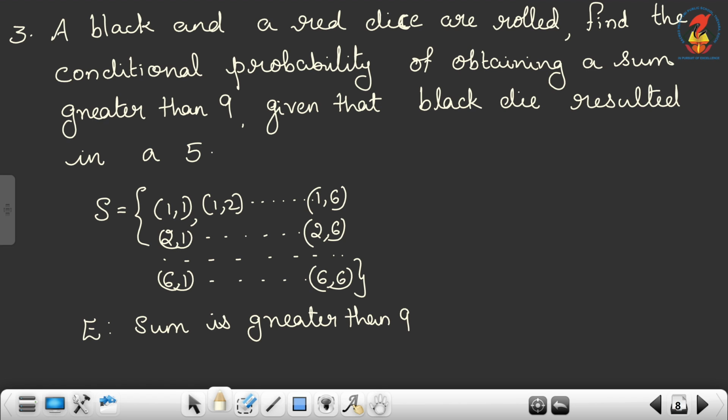Okay. Then what is given? Given that the black die resulted in a 5. You have to write this as F. So F is the event. What is the event? Black die. Black means the first one. Black die resulted in 5.